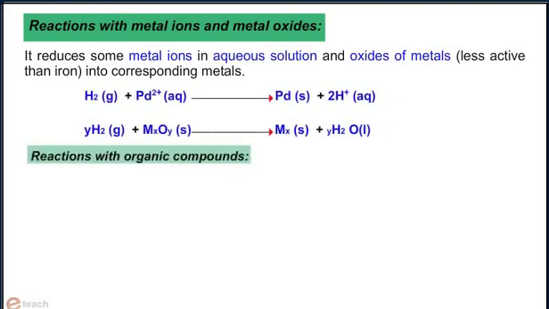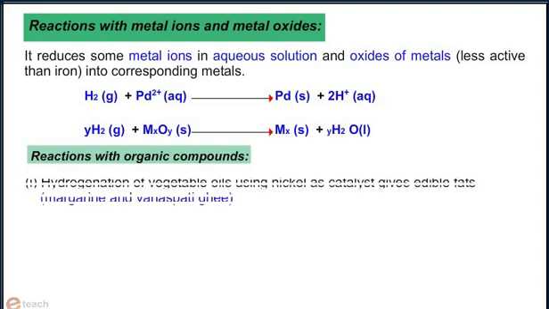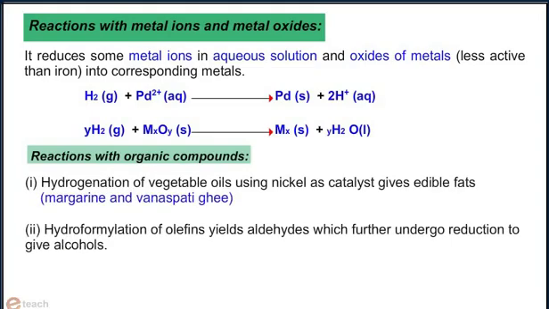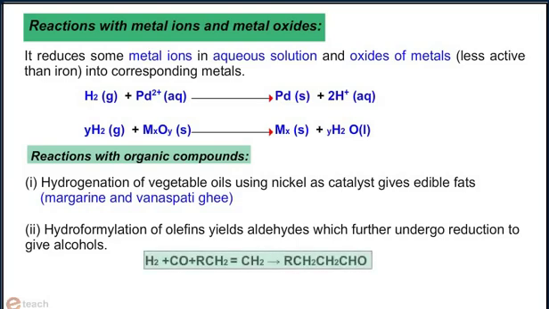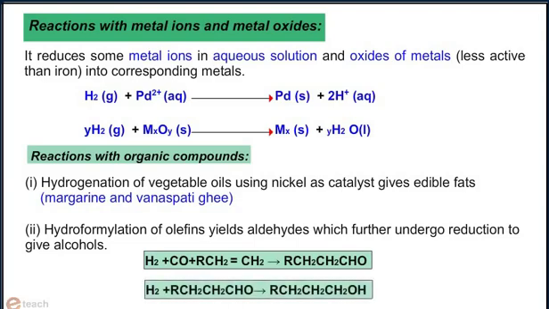Reactions with organic compounds. Number 1. Hydrogenation of vegetable oils using nickel as catalyst gives edible fats. Margarine and vanaspati ghee are the examples. Number 2. Hydroformylation of olefins yields aldehydes which further undergo reduction to give alcohols. The reactions are as shown.